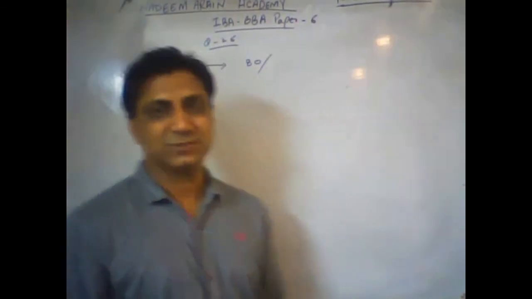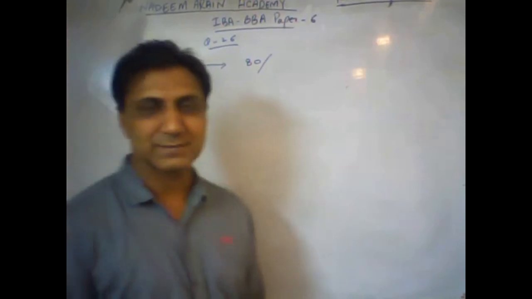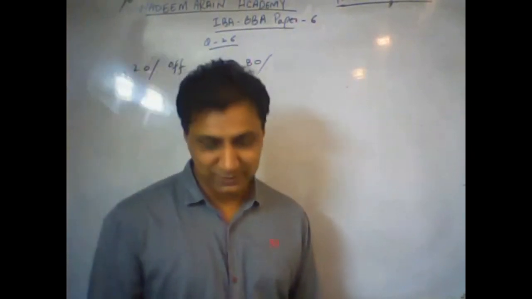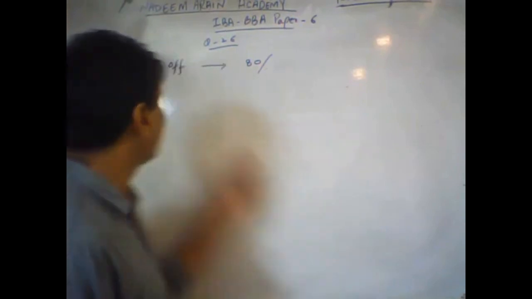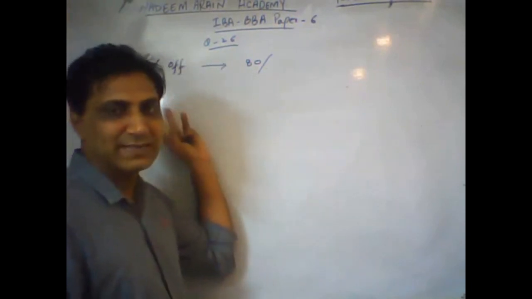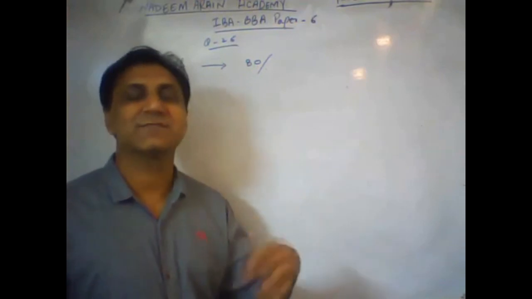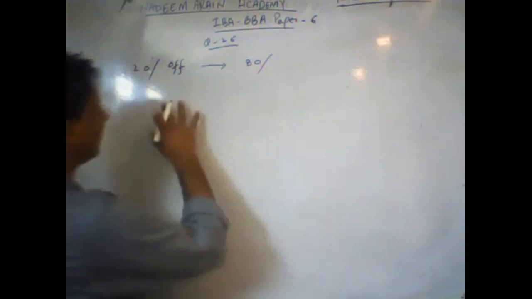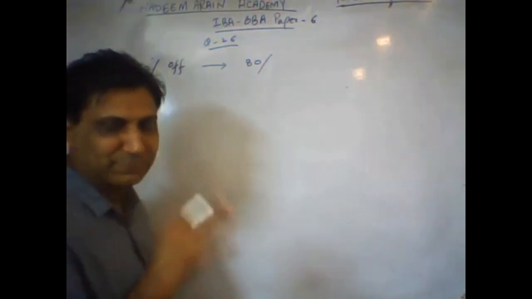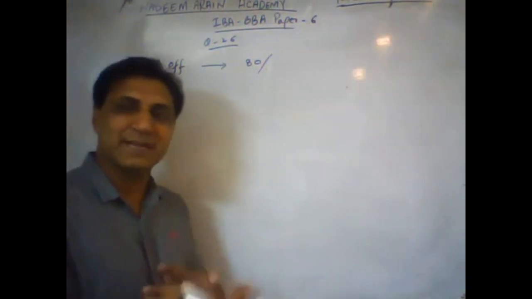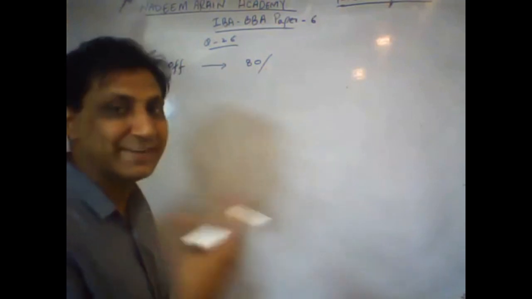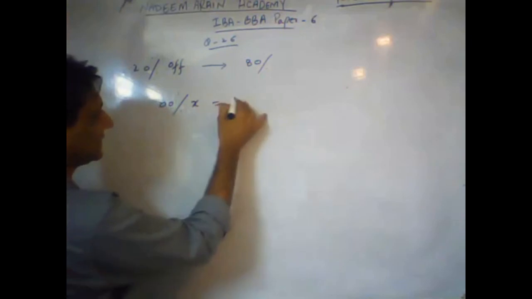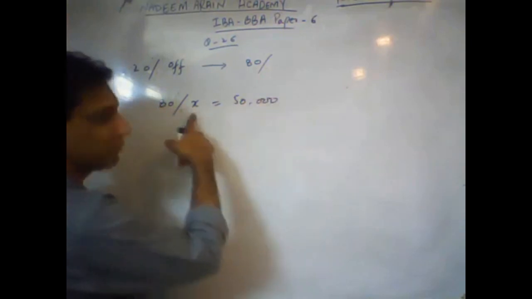Hello students, question number 26 from past paper 6. The question is from reverse percentages. The question says a store is offering a 20% discount and selling the thing at 50,000. You need to tell what the price was before that discount offer. So this amount of 50,000 rupees is 20% less than the actual amount. So it means it is 80% of the actual amount. So 80% of actual amount X is 50,000. So we need to find this X.